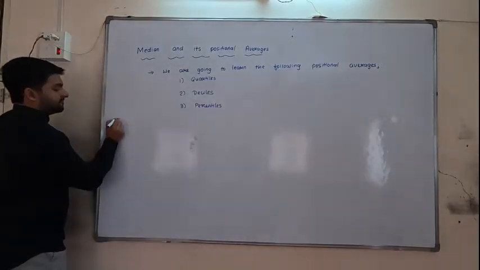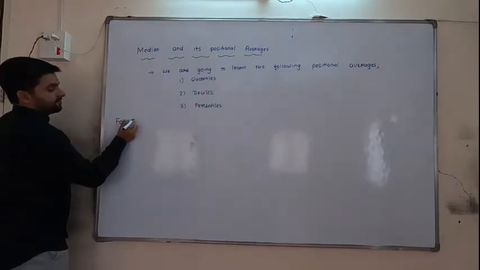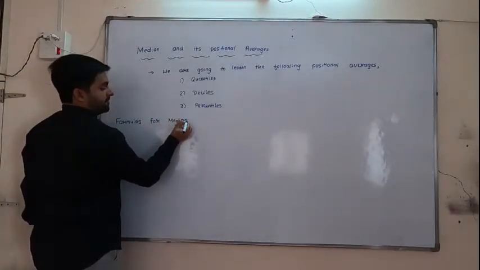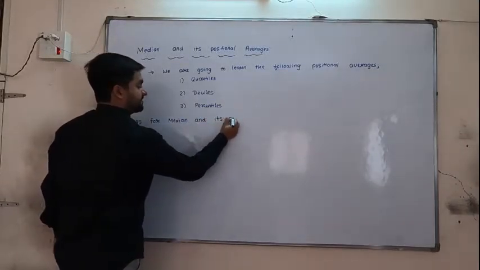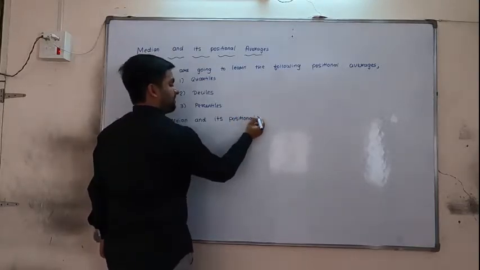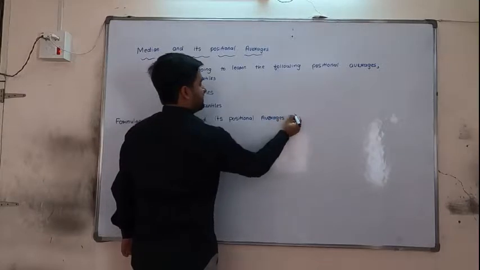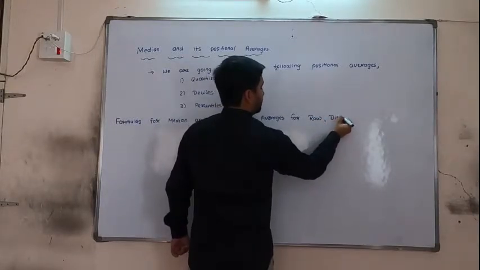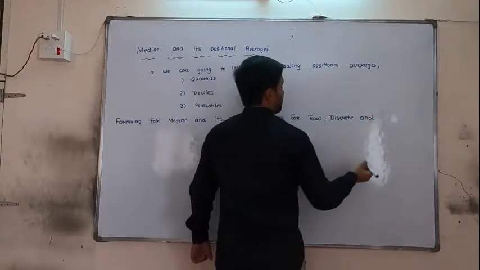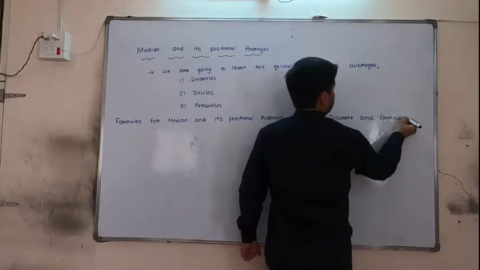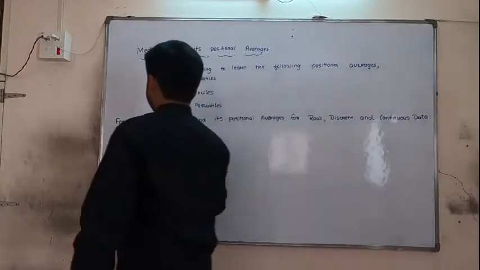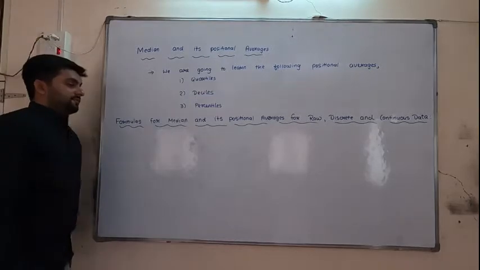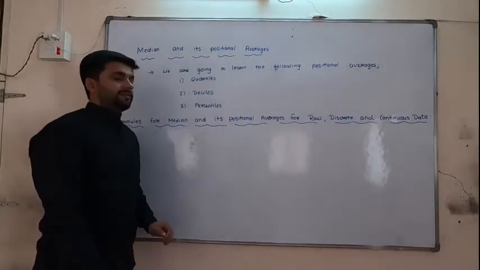Okay. Now we will give the heading: formulas for median and its positional averages for raw, discrete and continuous data. Formulas for median and its positional average for raw, discrete and continuous data.